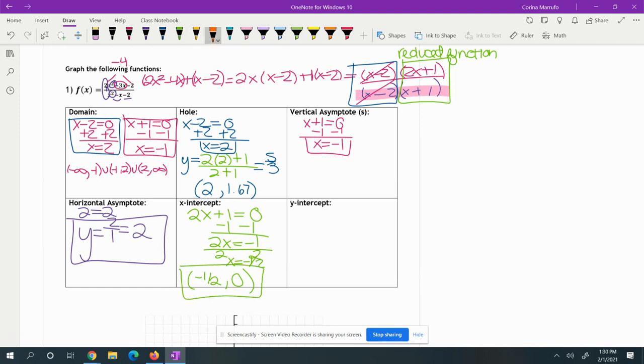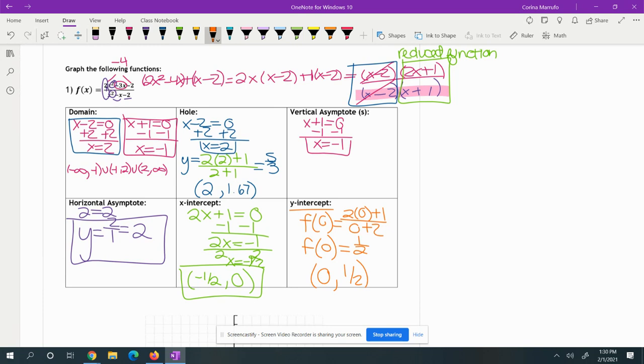And then lastly, my y-intercept, we also use our reduced function. So instead of x, we're going to plug in 0. So f of 0 equals 2 times 0 plus 1 over 0 plus 1. Okay. Now 2 times 0 is just 0 plus 1, and then we have 1/2. So the location of our y-intercept is 0, comma 1/2.